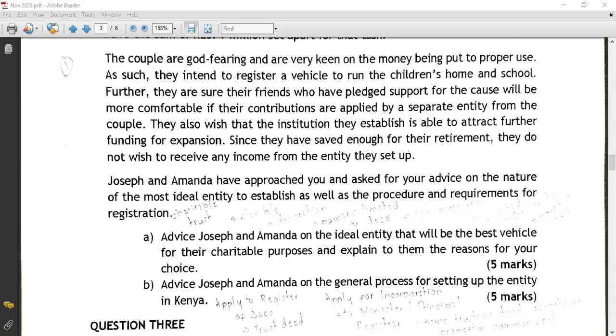The fourth one is the ability to run and operate bank accounts. When you register it as a charitable trust, even a bank identifies it as a company that is separate from its trustees, and they're able to run and operate the account by that name. Then the other benefit is the ability to have transparency in the operation of the institution.